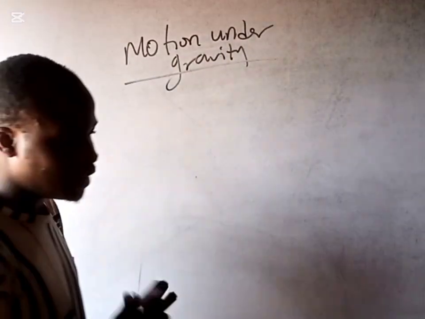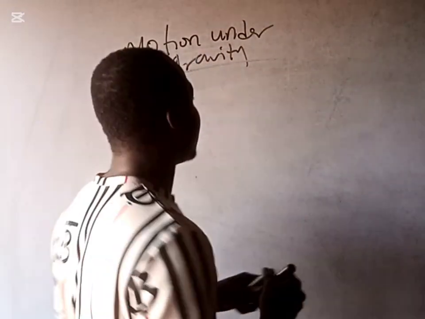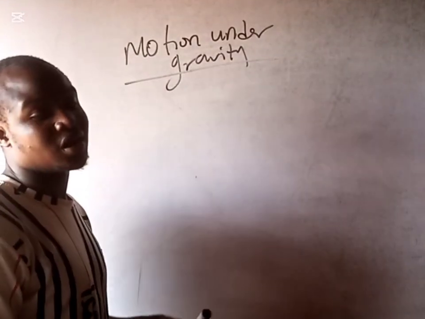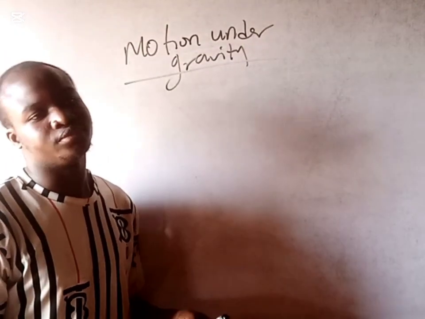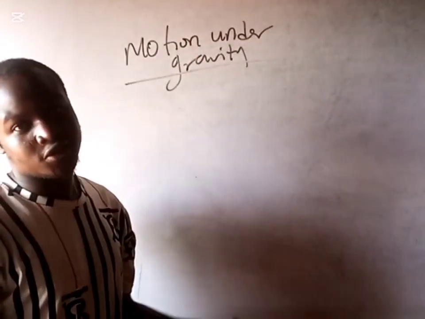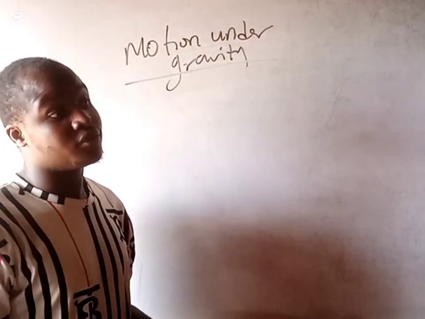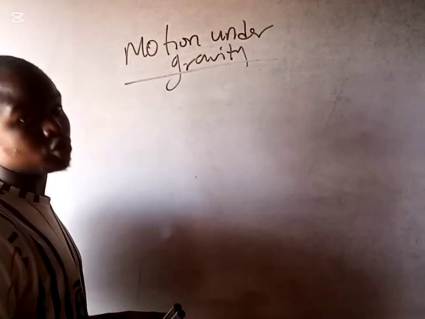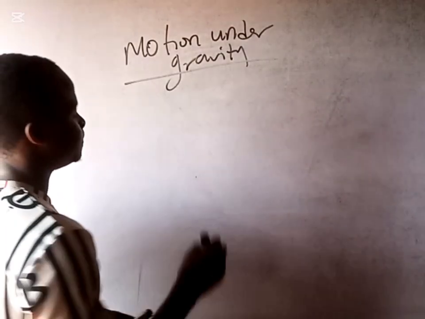We're going to look at this topic. We're going to explain what is gravity. Gravity is just a force of attraction. It's a force that attracts an object to itself. That is the simple definition of gravity. Now, we're going to use this diagram to explain gravity.